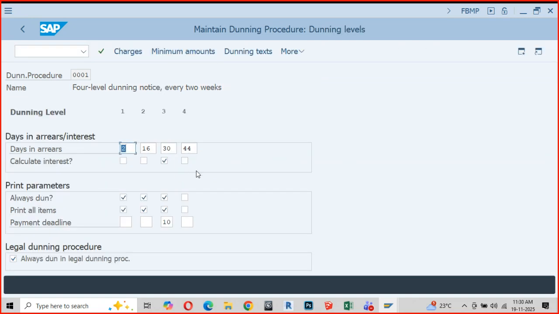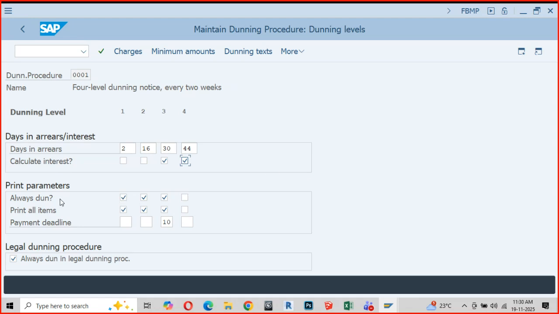So, did you understand? Calculate interest. For the first 2 levels of dunning, I'm not going to penalize the customer. But for the third level, and I may also include the fourth level, I penalize my customer by way of calculating interest on the receivables.